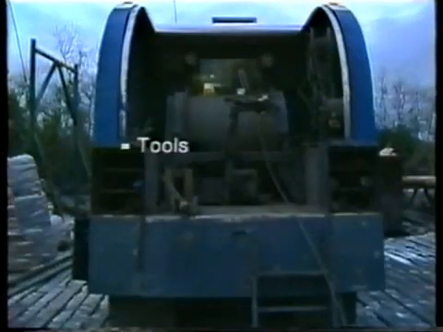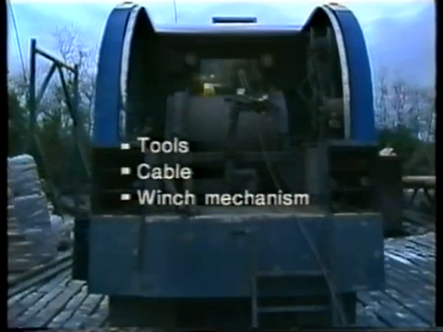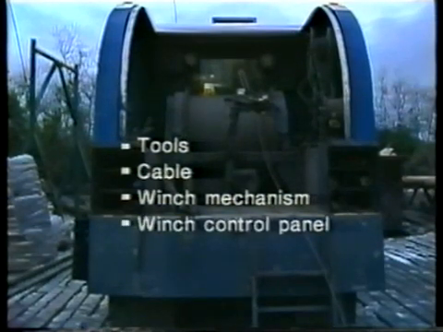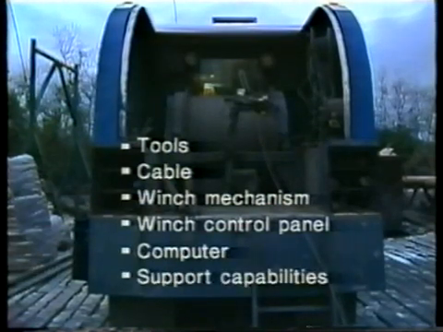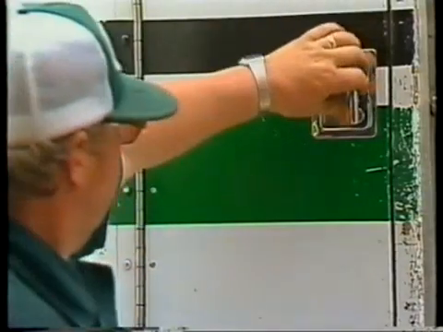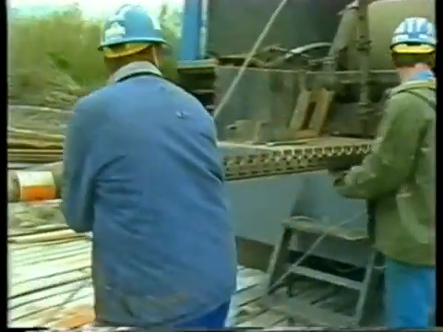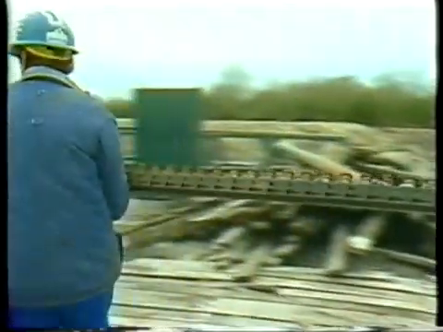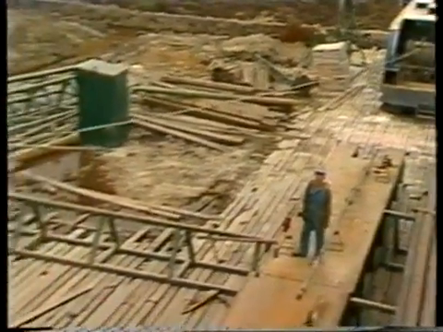These components are a suite of logging tools, a multi-conductor logging cable, a winch mechanism, a winch control panel, computer recording and processing equipment, and support capabilities. A suite of commonly used downhole logging tools is present at the unit. In addition, special purpose tools such as sidewall coring guns and formation fluid testers may be on hand. A multi-conductor logging cable serves to physically and electrically connect the logging tools with a logging unit.